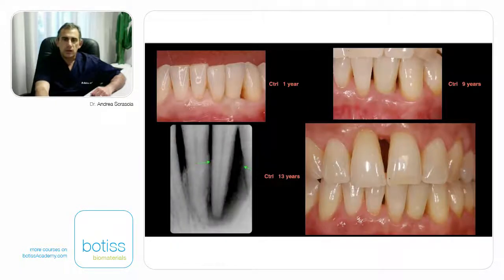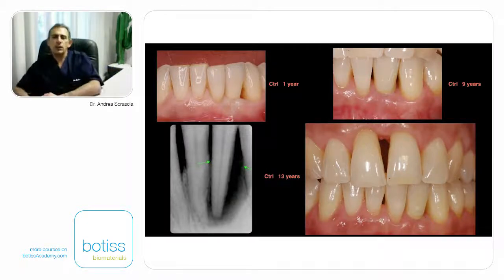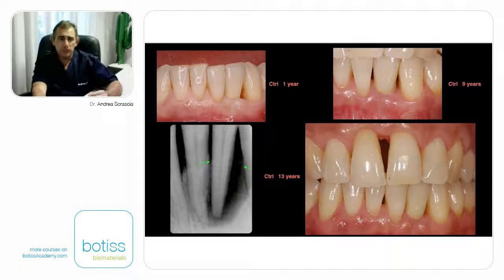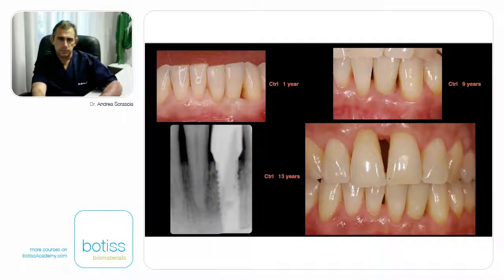And this is the result, a follow-up after 13 years, where we can notice a good integration of the crown in relation to periimplant tissues, and a good comparison of the X-rays. We can see bone regeneration, a very good bone regeneration, thanks to the thin alveolar bone process of the contiguous teeth. Then it's very important to evaluate the level of the bone. And this is the level of the bone at the end of the regeneration.